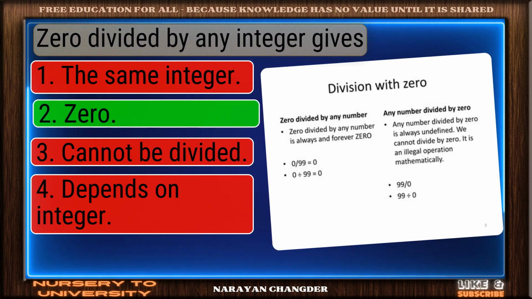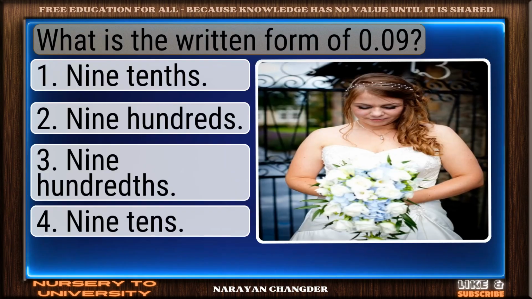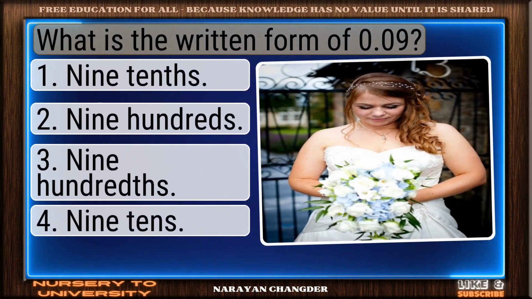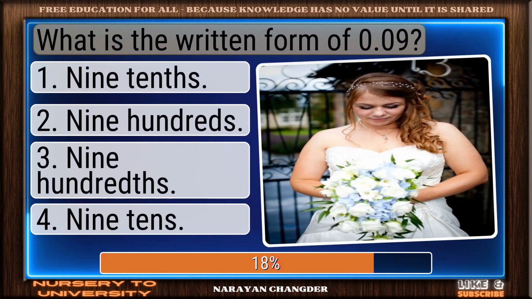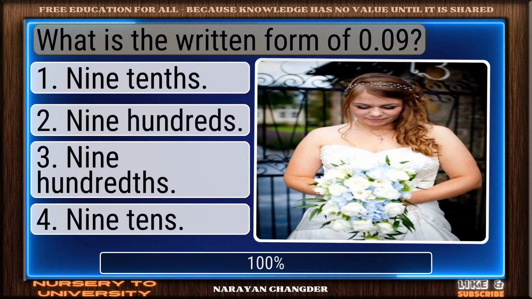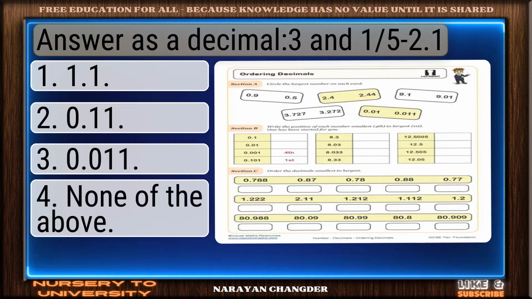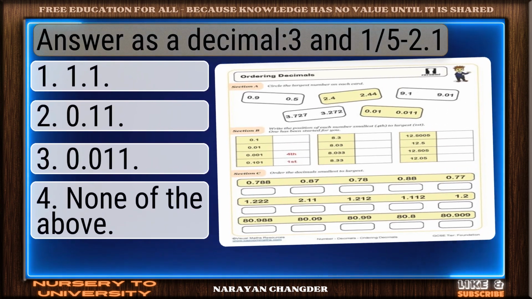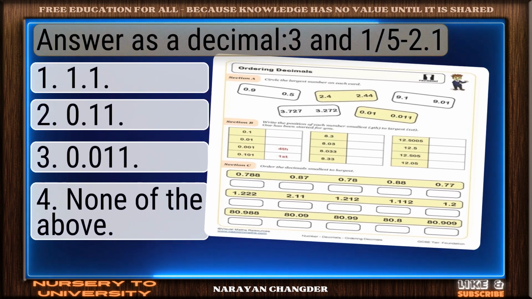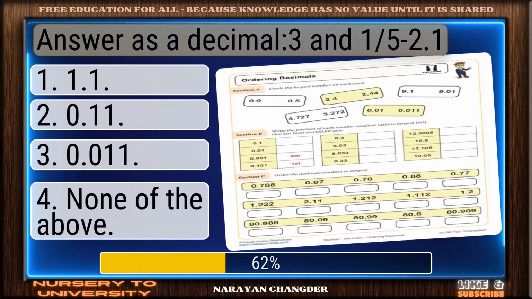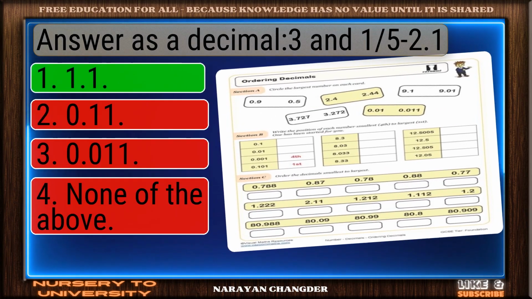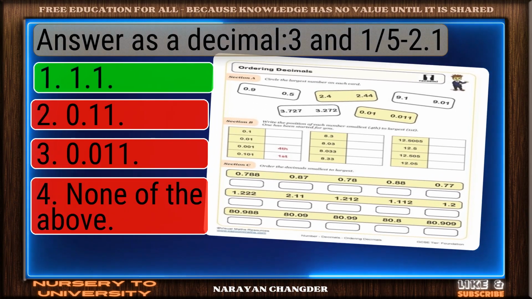Well reasoned. 0 is the correct choice. Question number 65. What is the written form of 0.09? Strong choice. 9 hundredths is the right answer. Question number 66. Answer as a decimal of 3 and 1 by 5 2.1. Exactly. 1.1 makes sense and it is right choice.